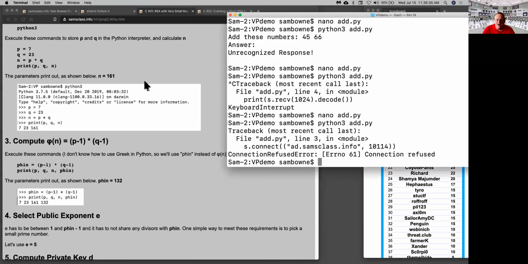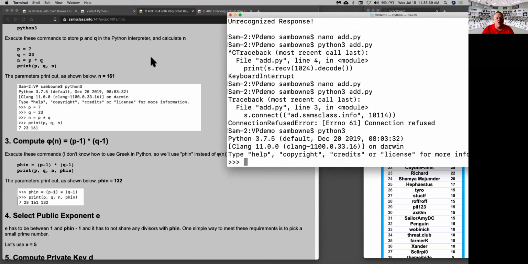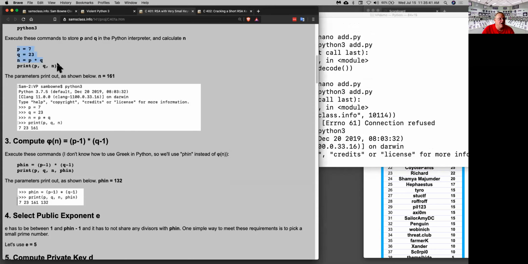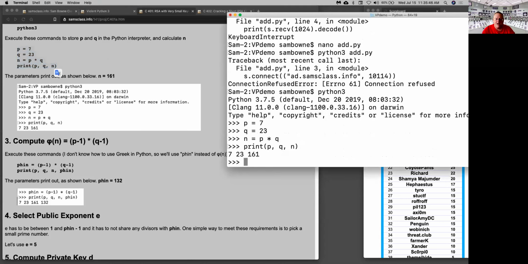And so let me just do some of this. I'm doing it all in interactive mode. You could write programs, but it's not really necessary because the actual math is pretty simple. So here's P, Q, and N, and I'm using, of course, insecure short values just to see the concept. So if 7 and 23 are the prime numbers, and N is the product of those two prime numbers, this number is not prime, and that's the public key.